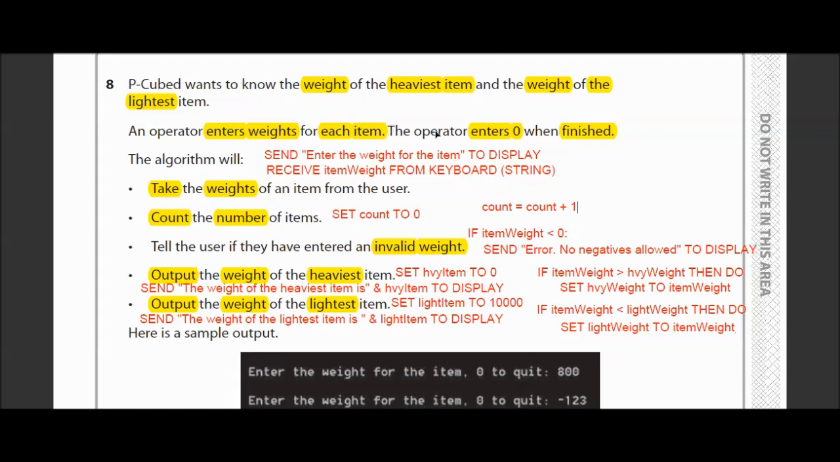So we enter the weight, the operator enters 0 when finished. So this is our iteration. So when finished, they're going to keep entering items until they enter 0. So "until" should give you the clue that this is going to be a while loop. So it's until they enter 0. 0 would be entered here at item weight. So our while loop would be something like repeat until item weight is equal to 0.